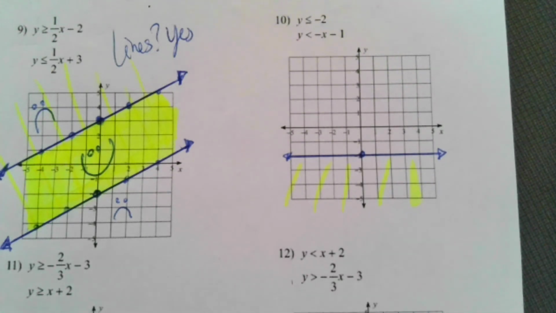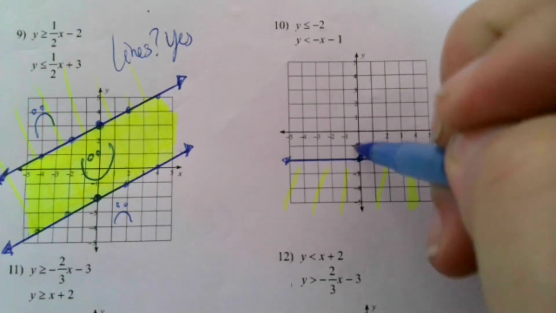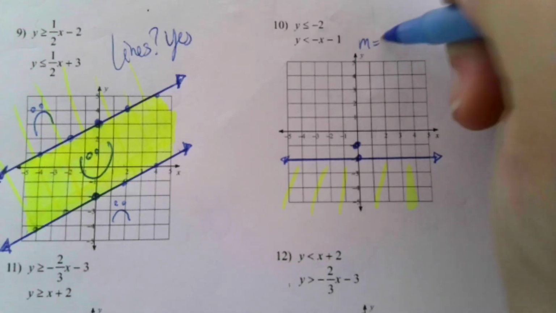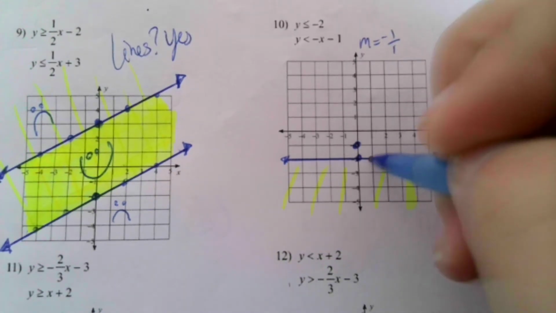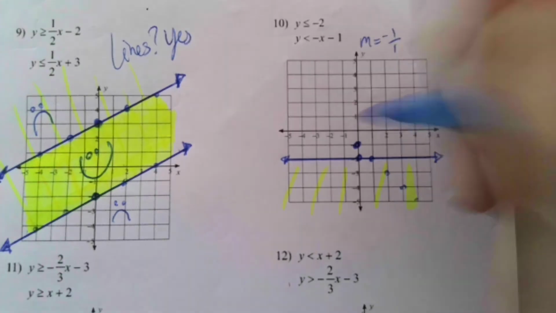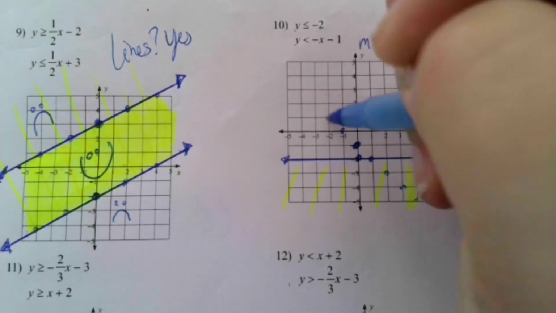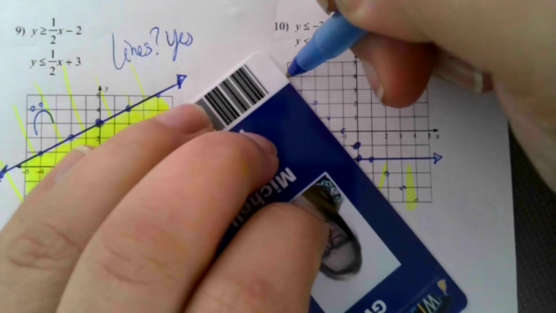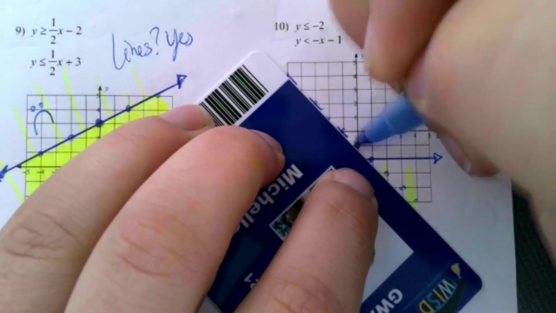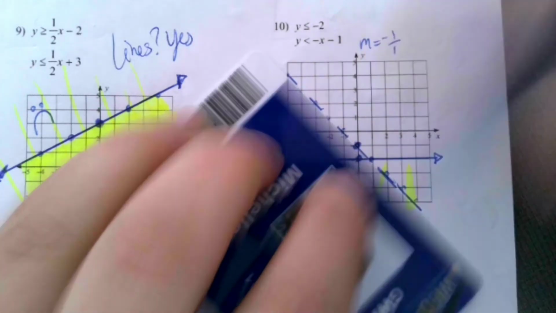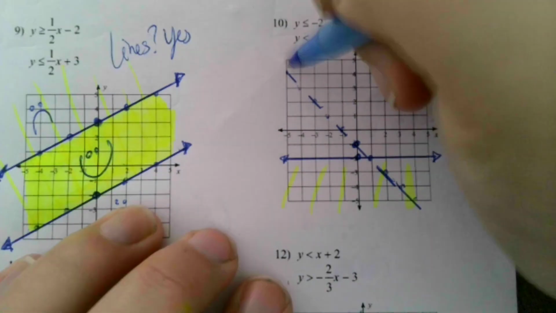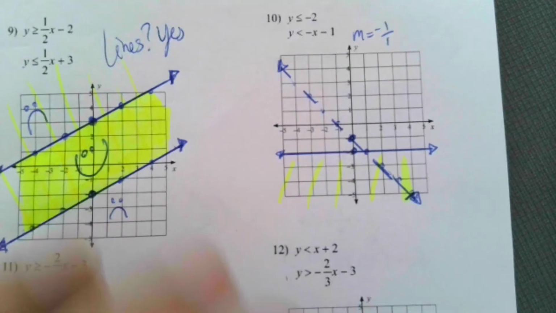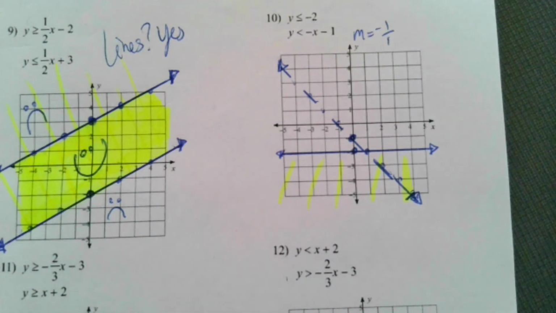Second equation, what's my y-intercept? Booyah. What's the slope? One. Yeah, it's negative 1 over 1, so down 1 over 1, down 1 over 1, down 1 over 1. Solid or dashed? Dashed. Okay. Am I shading above or below on this guy? Below. I'm going to shade below.